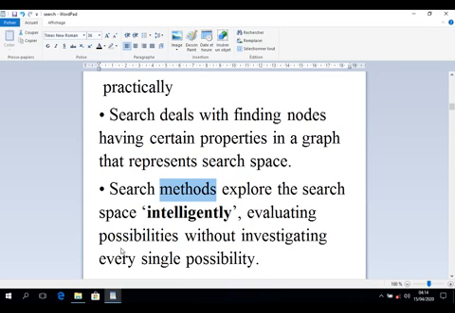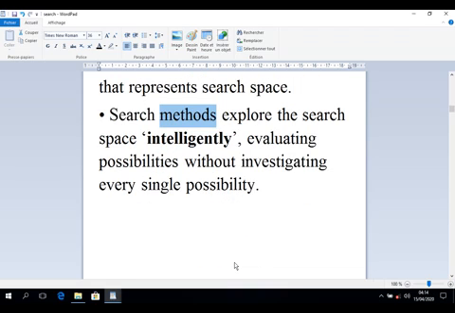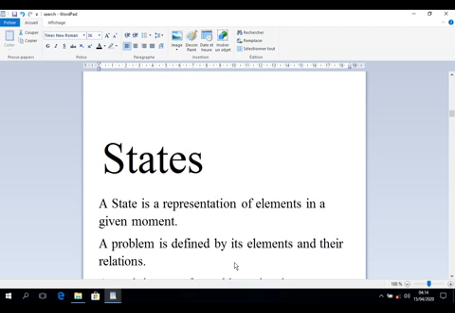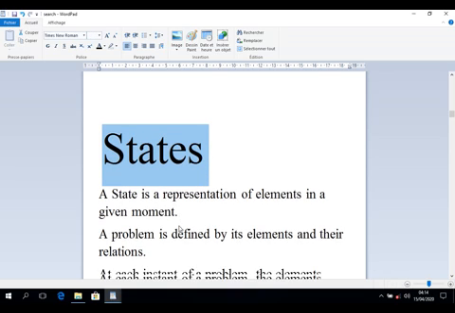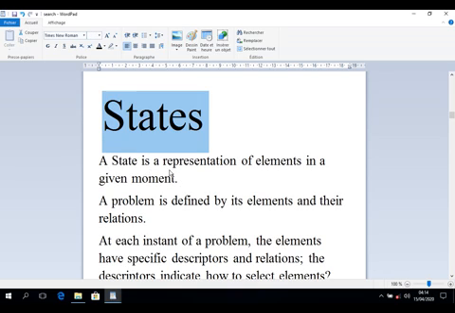All the possibilities. Now let's move to states. So what is a state? A state is a representation of elements in a given moment.